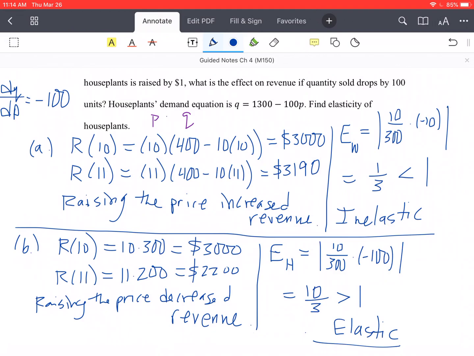So this really can help us identify the best places to maximize our revenue, because you don't want to stop too soon, like in part A, because then by raising the price you can actually make more money. But you don't want to go too far, like in part B, because then raising the price more is starting to lose you that revenue that you need as a company. Okay.